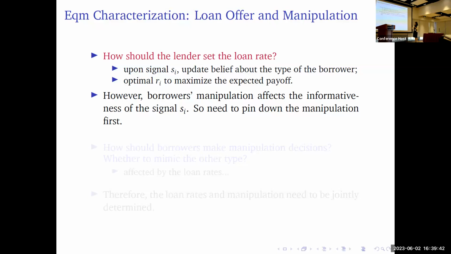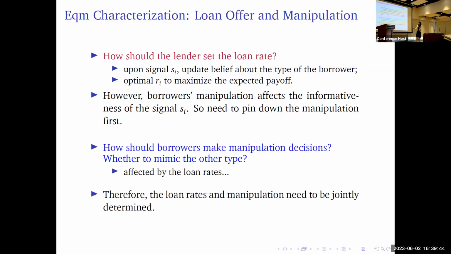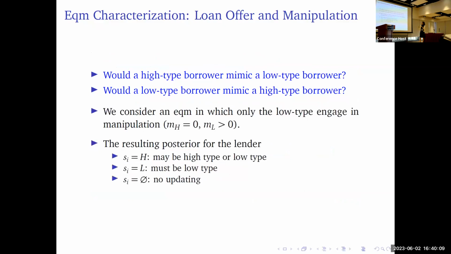How about the manipulation? The manipulation decision is simply this: we have a high type and a low type, with the high type mimicking the low type, or the low type mimicking the high type. And this kind of decision will also be affected by the interest rates set by the lender. Therefore, as you can see here, the two problems are closely connected and we need to solve them at the same time.